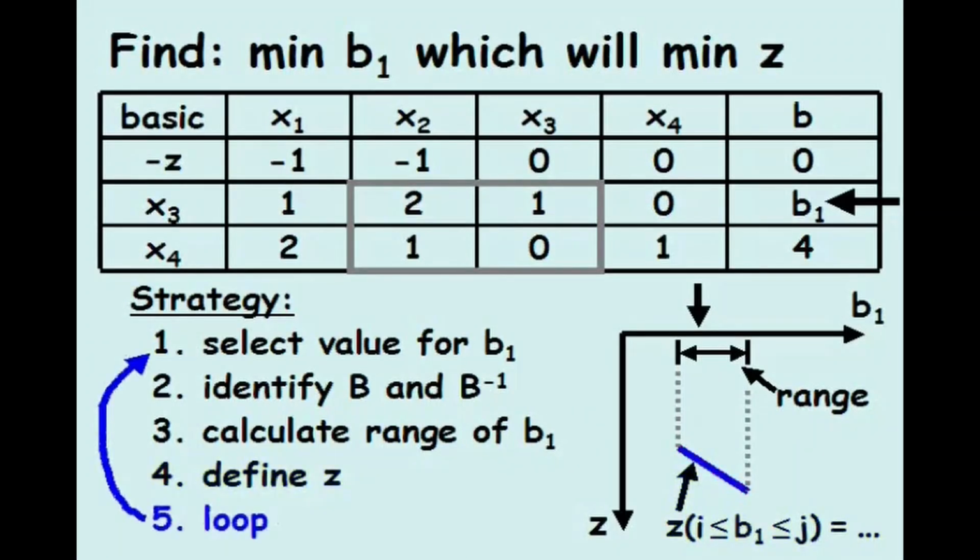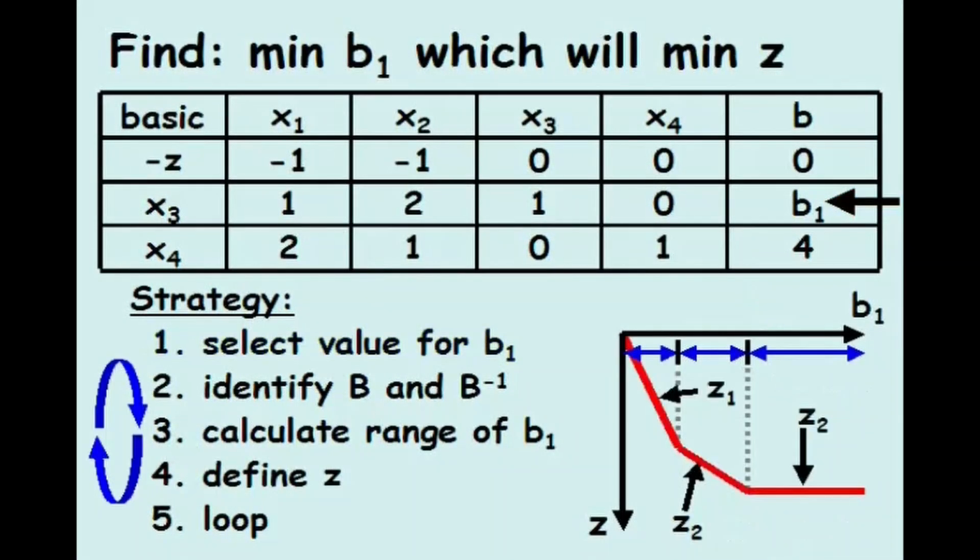Then we'll repeat the process. In the subsequent iteration, we'll select a value of B1 just beyond the range defined in step 3 from the previous iteration. We'll continue this loop until the entire feasible range of B1 values are exhausted and the plot of Z is completed. Then we can identify the minimum value of B1 which minimizes Z, B star.